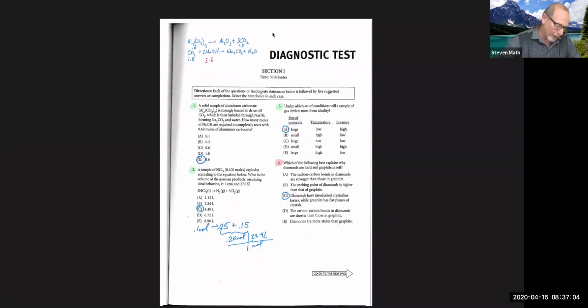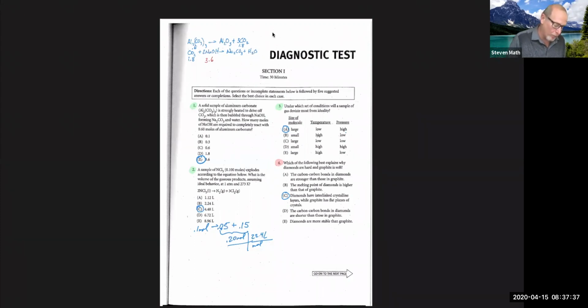We have a sample of nitrogen trichloride. And this one is a cool demo that I would probably do for you guys, that you make this and then it's pressure sensitive. You make it, you let it dry, and when it dries, if you tap it with like a meter stick, it kind of pops like a cap. So exploding's a little bit over the top, but it says a sample of NCl3, 0.1 moles, explodes according to the reaction. What's the volume of gas?